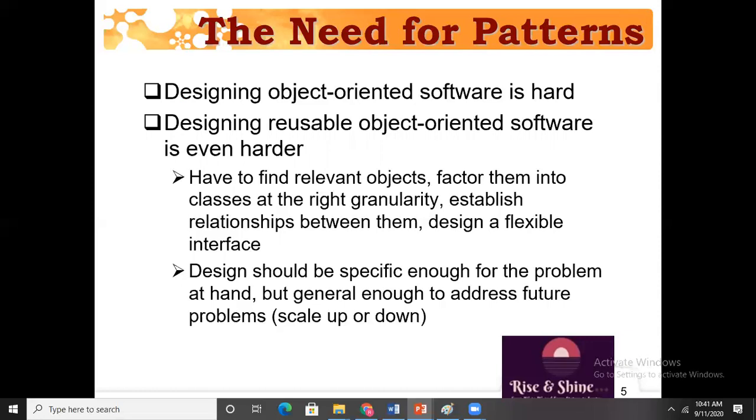Or while designing any software, we have to make a balance. That is balance in such a way that the design should be specific enough to the problem at hand, and it should be general enough to address the future problem, or that design should accommodate the change in business. That is, we have to design the system in such a way that it can scale up or scale down according to business need. So to solve this thing, we need some patterns.